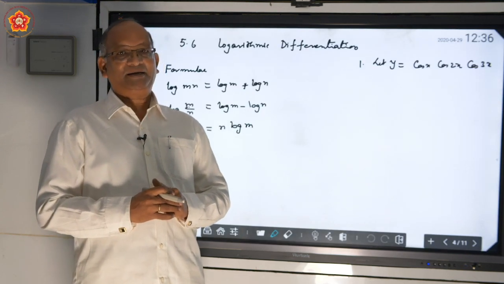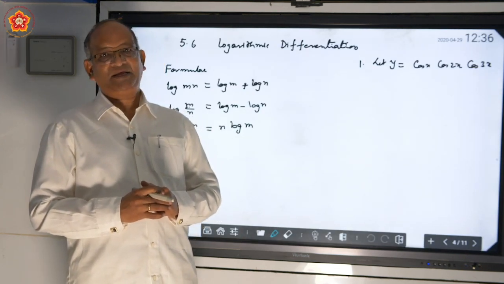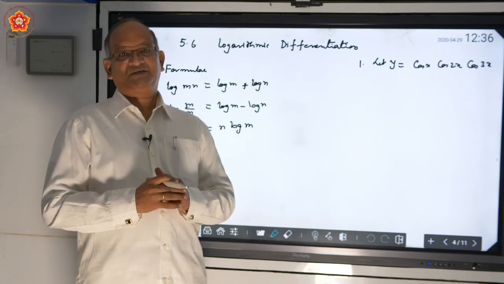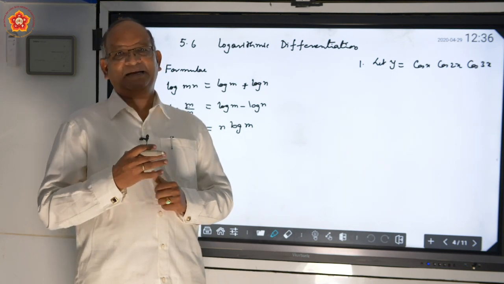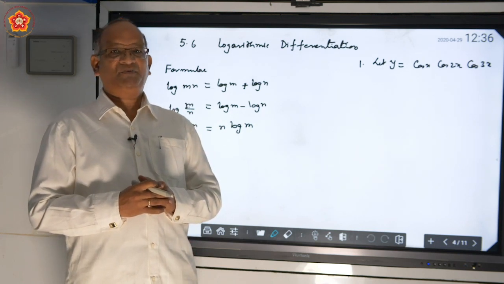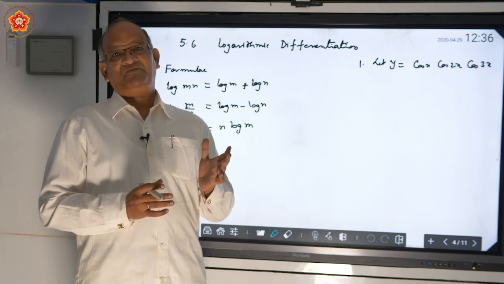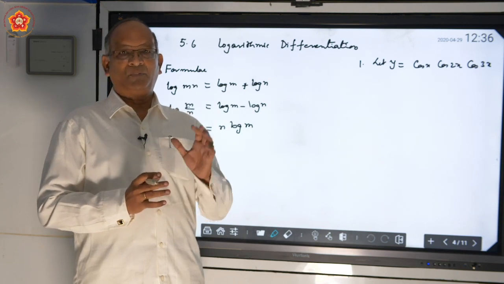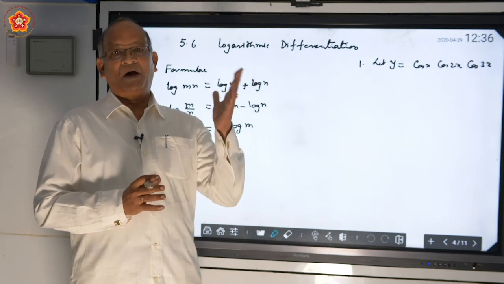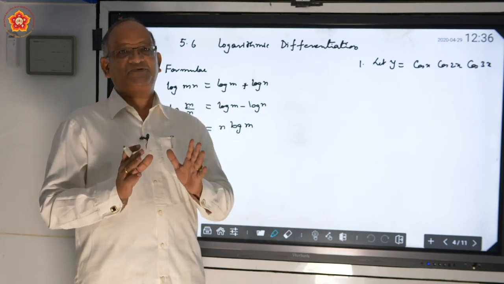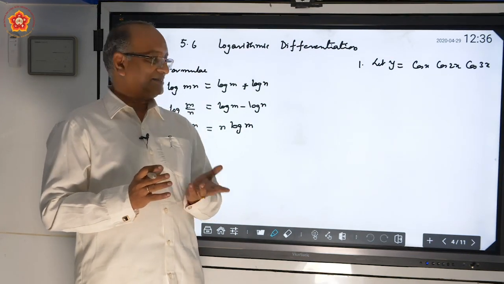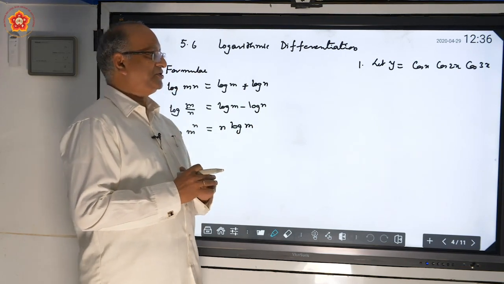In what way is this technique useful? It is basically useful for two types of functions: one which has lots of multiplications, divisions and exponents, and the second kind, in the form a to the power b, where both a and b are variables. Base is also variable, power is also variable. In such a situation, logarithmic differentiation comes to our rescue. So let us study about it.